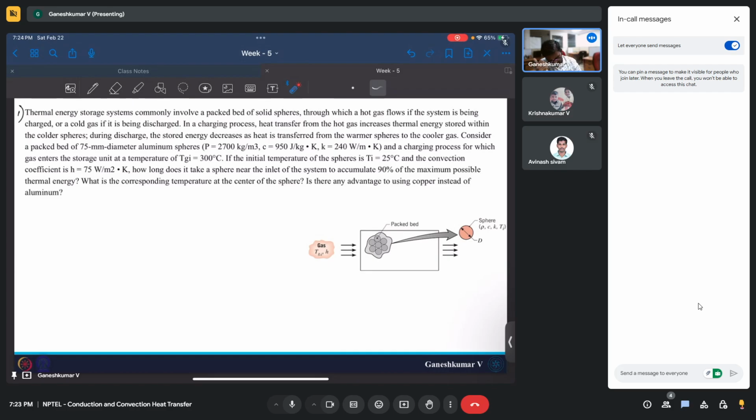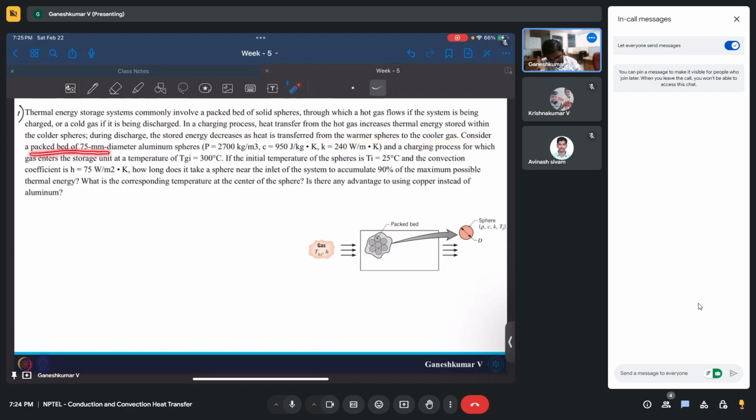That's what it means. So in a charging process, you are sending hot gas inside and charging all those particles, which means you are heating up the particles. The heat transfer from hot gases increases thermal energy stored within the colder spheres. During discharge, the stored energy decreases as heat is transferred from warmer spheres to cooler gas. So basically, they are repeating the same thing again.